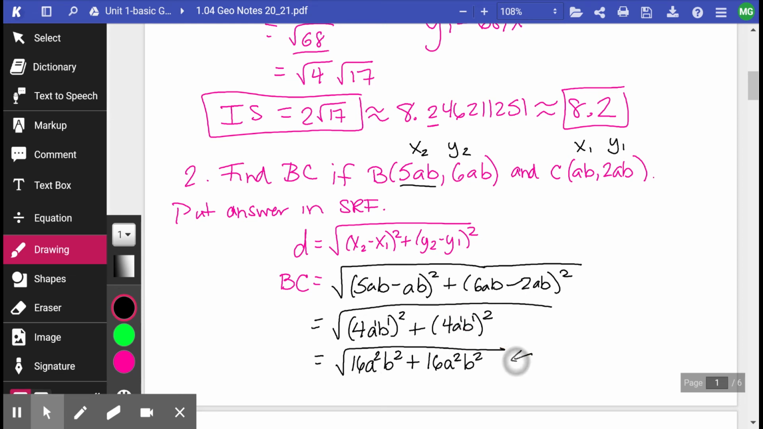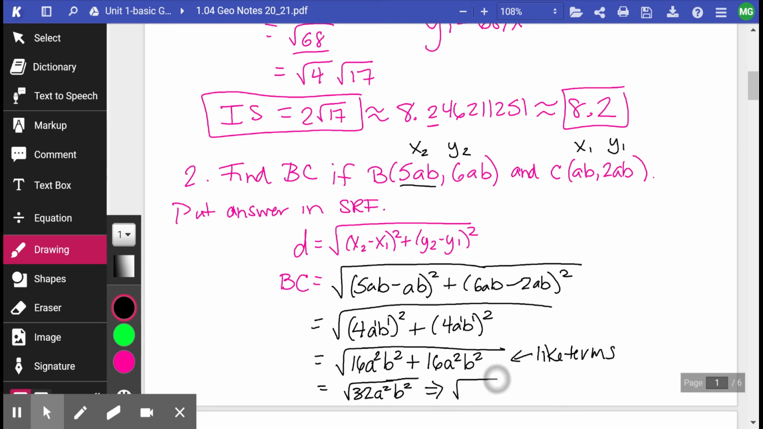Now we have some like terms here. They both have an a squared and a b squared. So that would give me 32. When you add with variables, remember you keep the exponents exactly the same. You just add the coefficients. So the 16 plus 16.